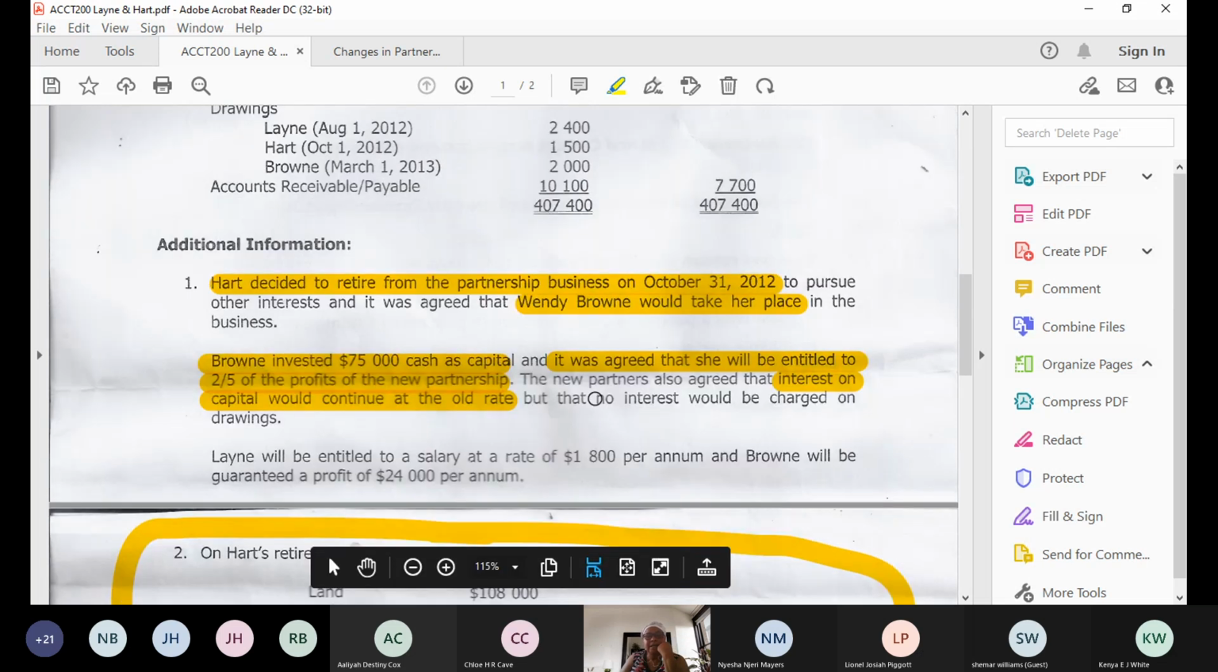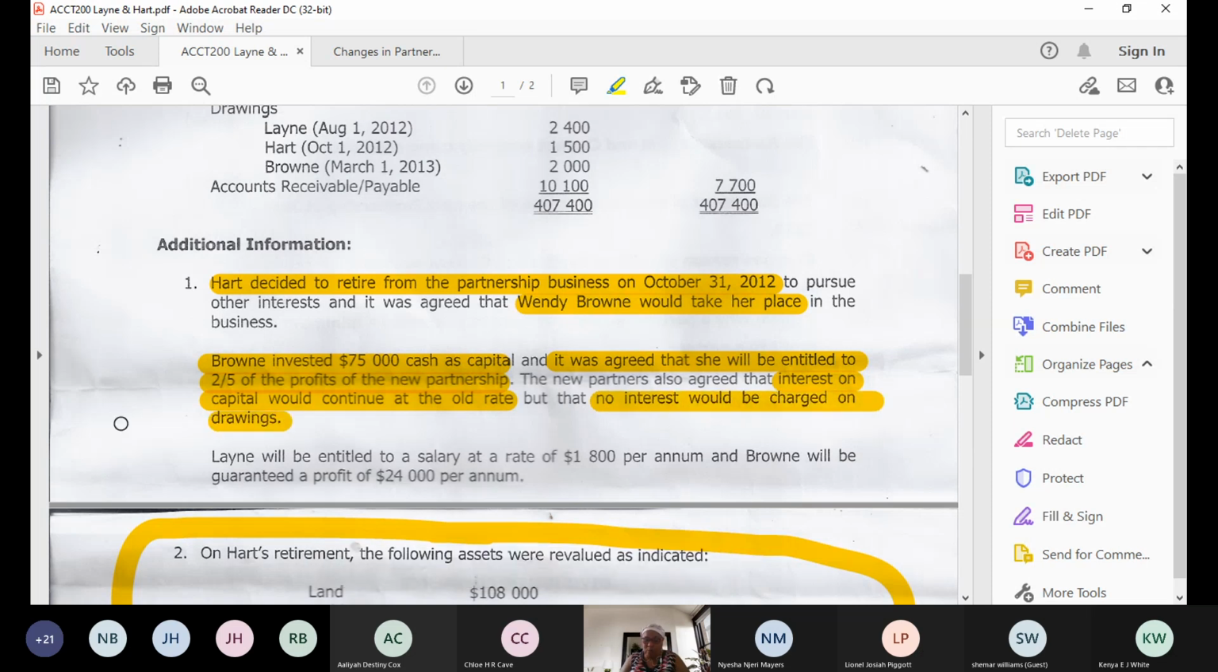And then they say, but no interest will be charged on drawings. So when you're doing the new agreement, you will say no interest on drawings, which means you should not be calculating any interest on drawings in the new agreement, because they said no interest will be charged on drawings. This is how you read these questions. This is how you analyze these questions, right?